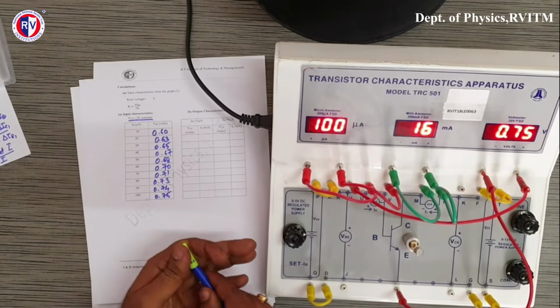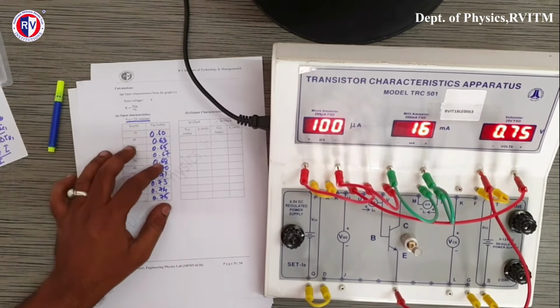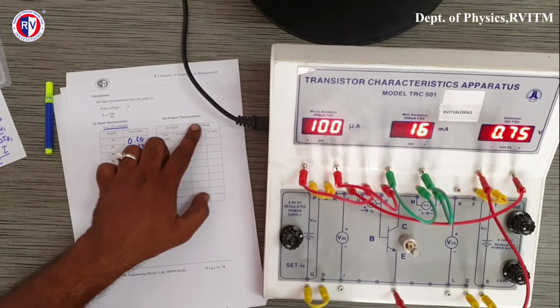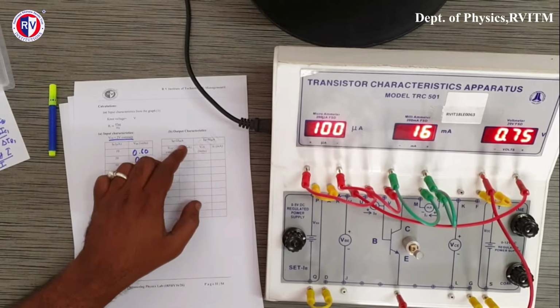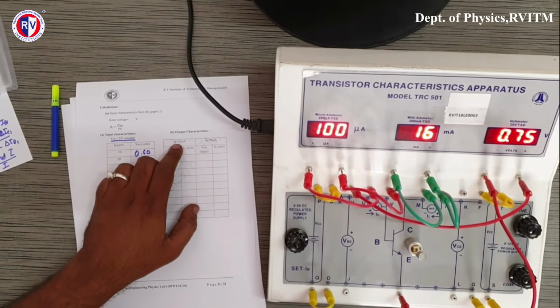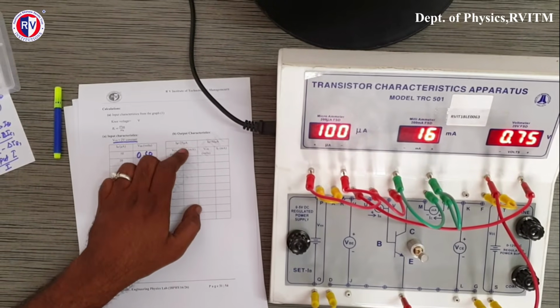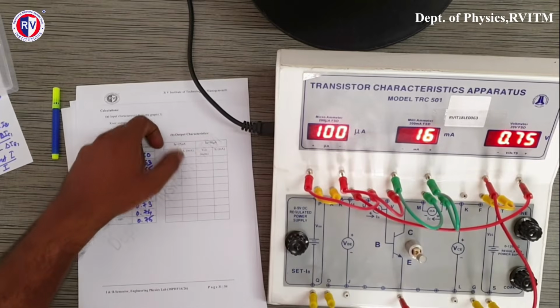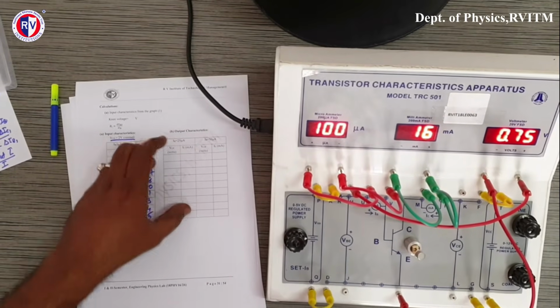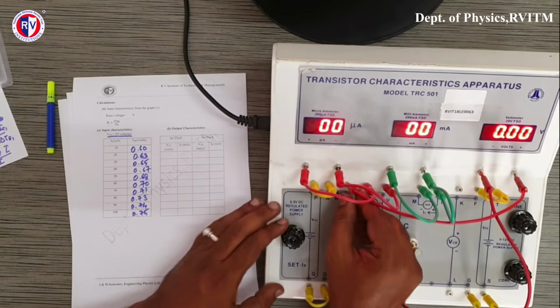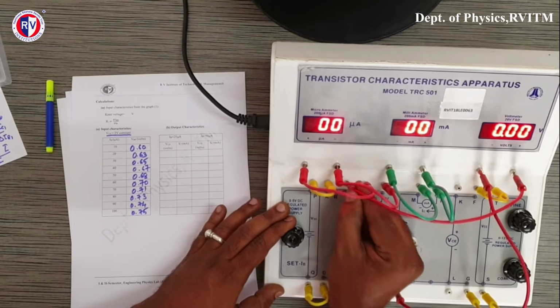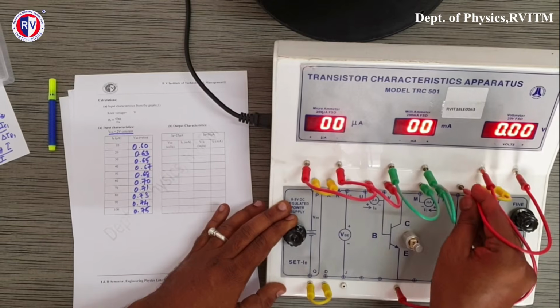So the input characteristic experiment is done now. Now let's move on to the output characteristic. For the output, the tabular column says to keep the base current IB at 25 microampere, then vary VCE and correspondingly measure IC. To do this, first bring this back to 0. Now disconnect this VBE and connect VCE.